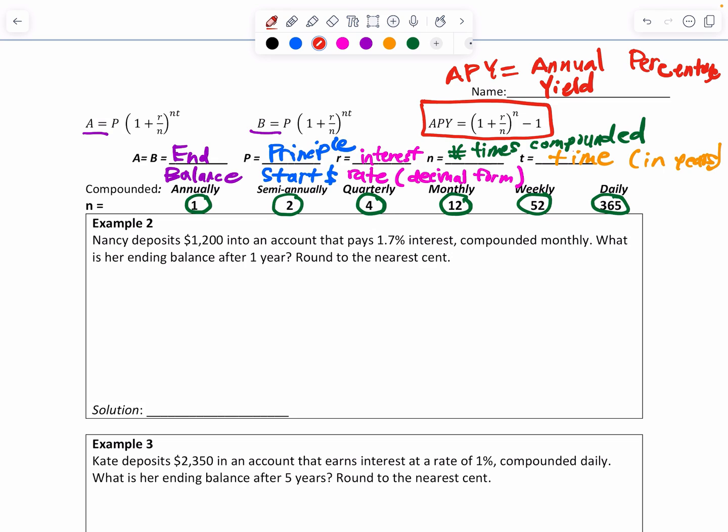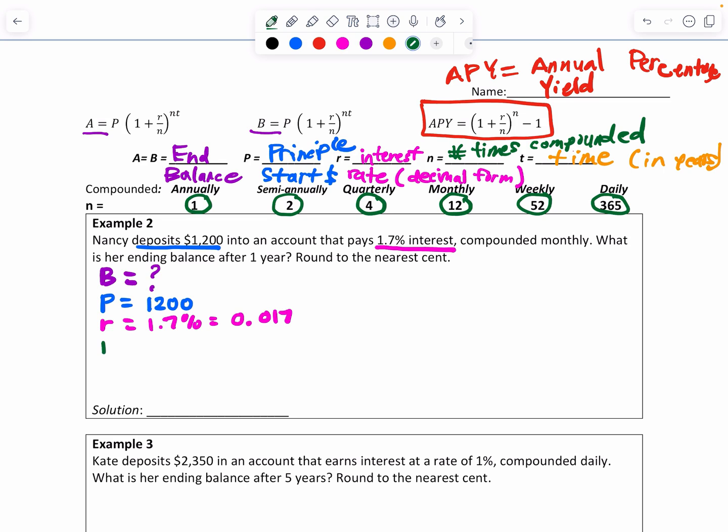So Nancy deposits $1,200 into an account that pays 1.7% interest, compounded monthly. What is her ending balance after 1 year, rounded to the nearest cent? Okay, so her balance is what we are looking for. We don't know what her ending balance will be. Her principal, she is depositing $1,200 into her account. And her interest rate, 1.7%. Remember, we got to switch the decimal though. So that would be 0.017. That's what R equals.